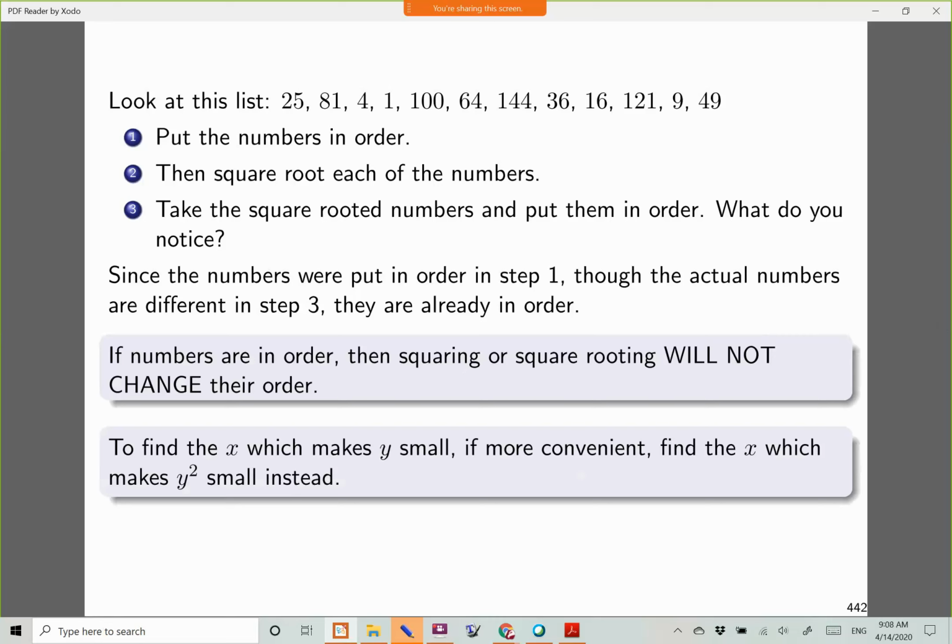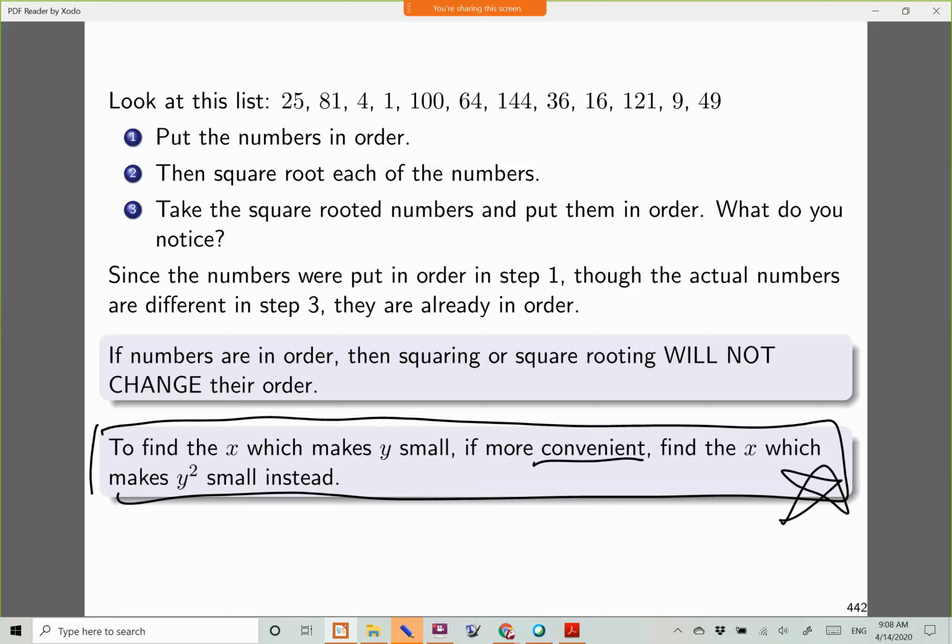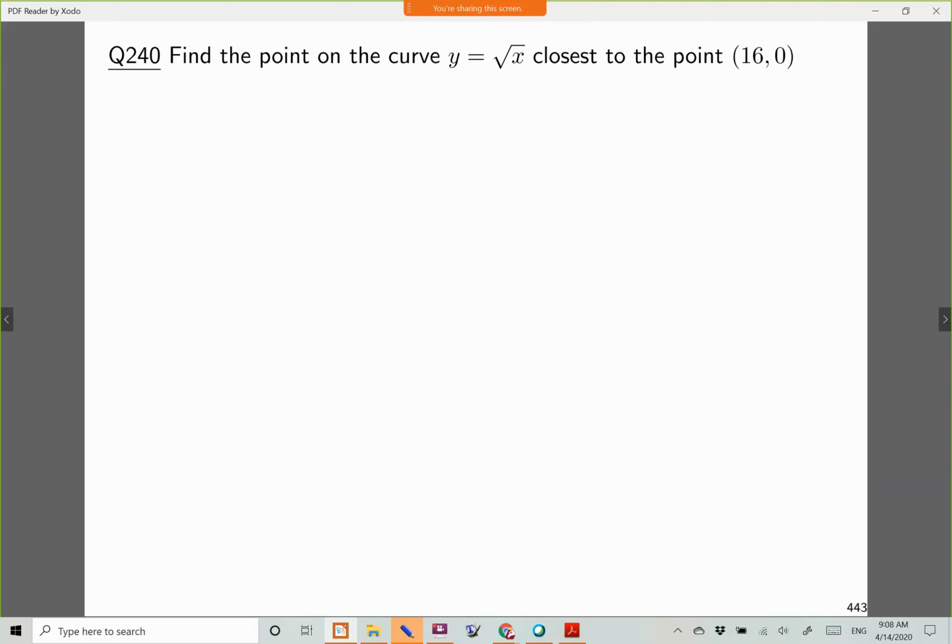if you're going to try to find the x that makes y small, or k small, or m small, or whatever, if it's more convenient for you, then find the x that makes y squared small instead. Okay, so this is a very key idea. We're going to use this idea and the distance formula we talked about, and both are going to appear in the optimization problem we look at right now.